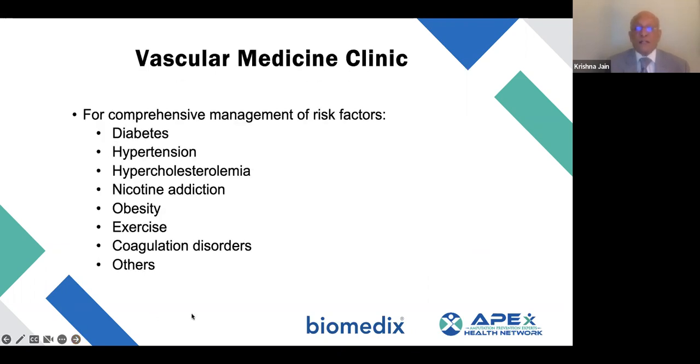A vascular medicine clinic is important because they need to have the risk factors managed. But when we talk about preservation, I talk about limb preservation, not just limb salvage. Limb preservation means also managing prophylactically the risk factors so that they don't get into critical limb ischemia. So you need to manage their diabetes before treatment or after treatment, hypertension, hypercholesterolemia, nicotine addiction, obesity. They need to be put into an exercise program if they have coagulation disorders and other smaller risk factors.